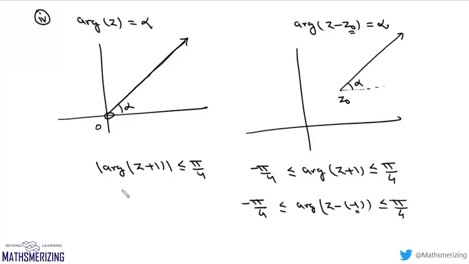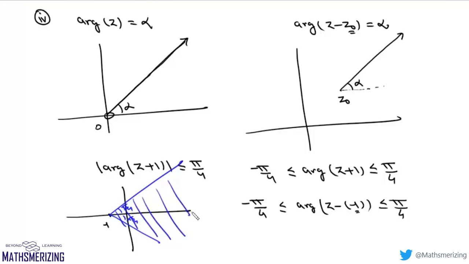So first we'll locate minus 1. So we have this Argand plane and this point is minus 1. Now we have to find all the complex numbers z such that its angle will lie between minus pi by 4 and plus pi by 4. So we'll draw these two lines, one at pi by 4 and one at minus pi by 4. So this z will lie in this region in between these two lines. So that's our fourth locus.